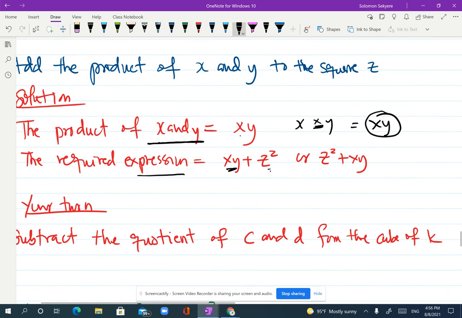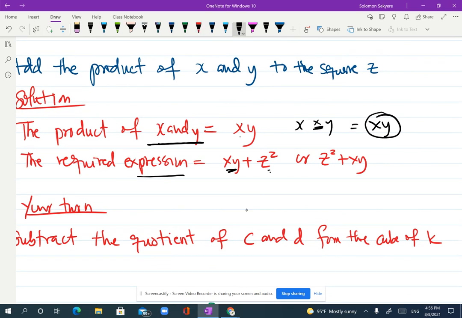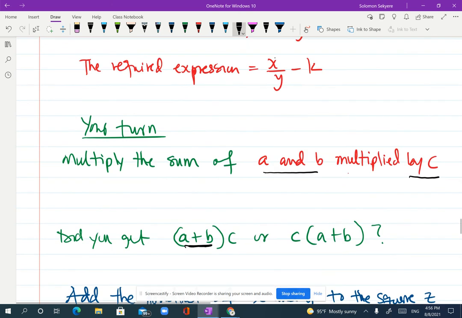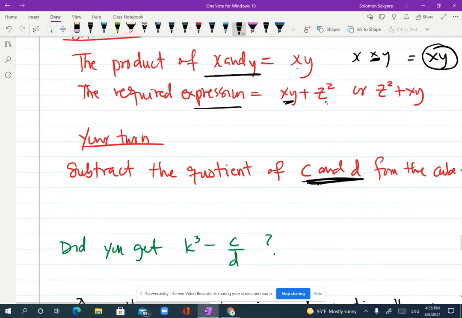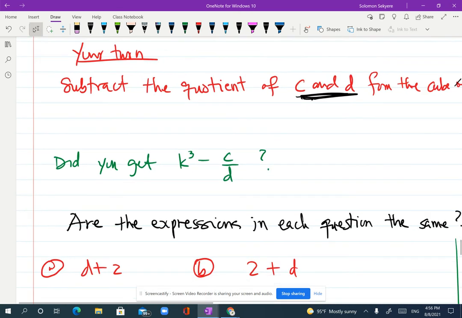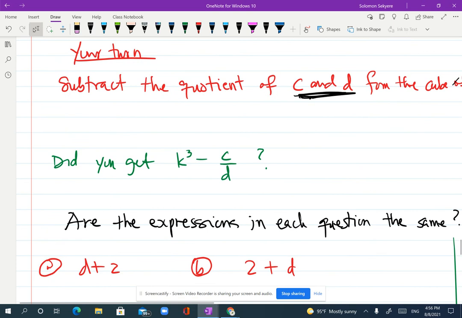Subtract the quotient of C and D from the cube of K. The quotient of these two, kind of follow the English, okay? Subtract this from that. Okay, remember what we did over here? Subtract K from. So K should come second in the expression. So how do you write that? Did you try it and get it right? Here should be the answer. Subtract the quotient from, this is the quotient, it is coming from the cube of K.